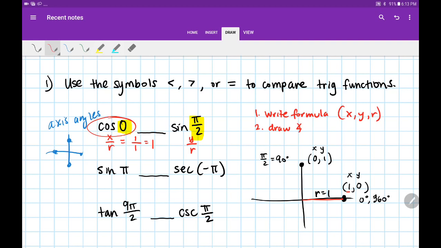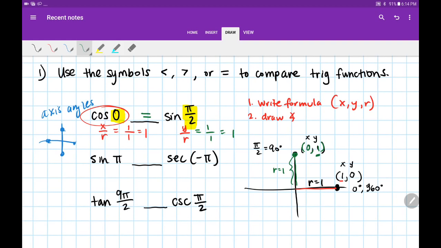Now let's do sine of pi over 2. So we have to draw pi over 2. Now I'm going to use green. That's pi over 2. It's on our axis, so we label it. We give it our point, 0, 1. And sine is y over r, so my y value in this case is 1. And my r is also 1. That's this distance. So 1 over 1 equals 1. So cosine 0 and sine of pi over 2 are equal to each other. Let's move on to the next problem.